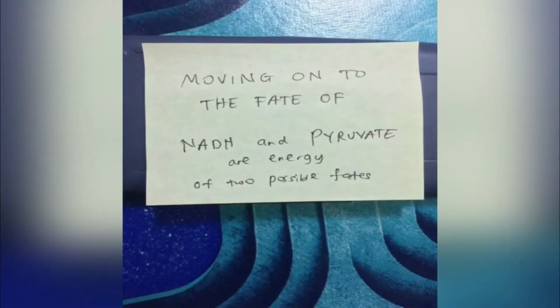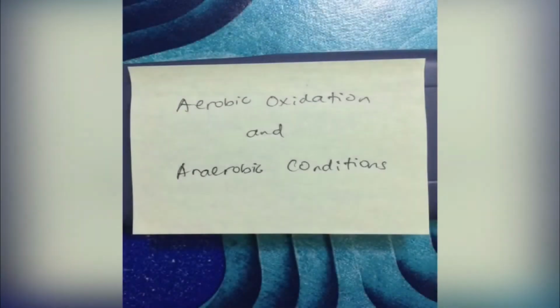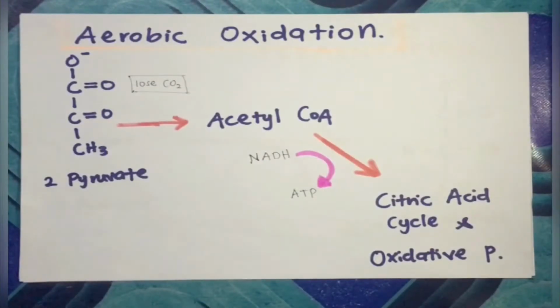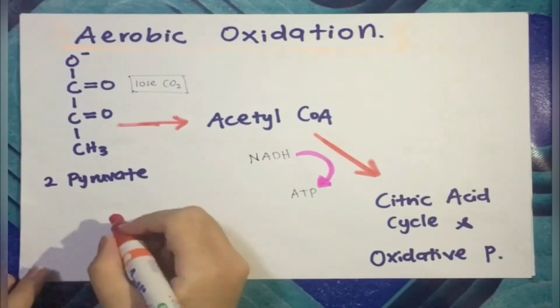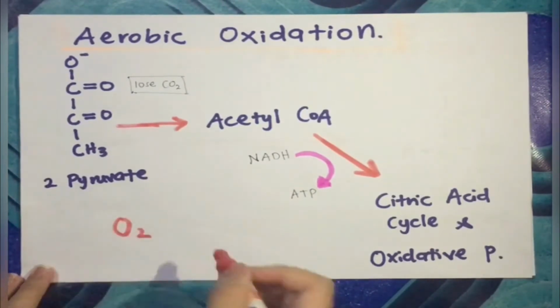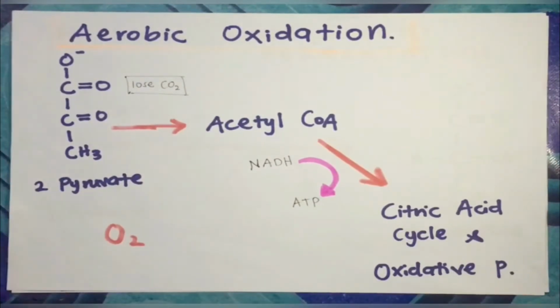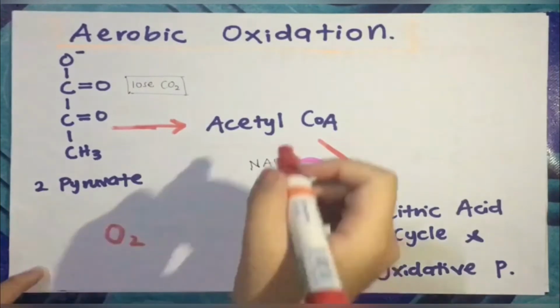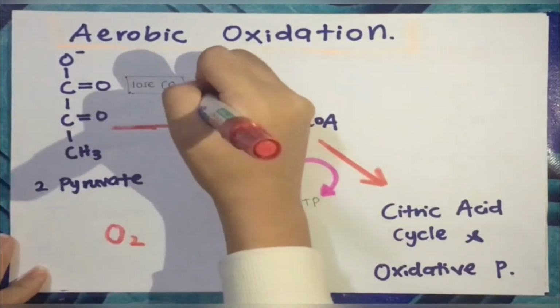Moving on to the fate of NADH and pyruvate. NADH and pyruvate have 2 possible fates: aerobic oxidation and anaerobic conditions. In aerobic oxidation, oxygen is available. The pyruvate molecule loses a carboxylic group in the form of carbon dioxide.